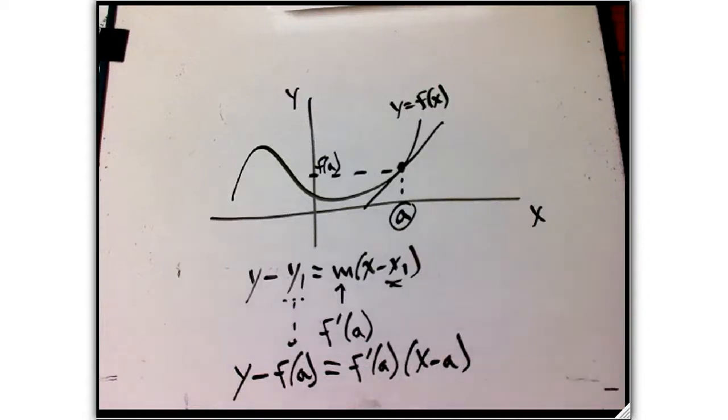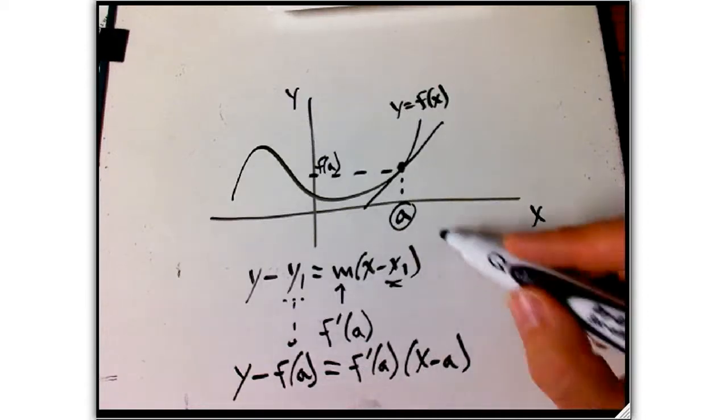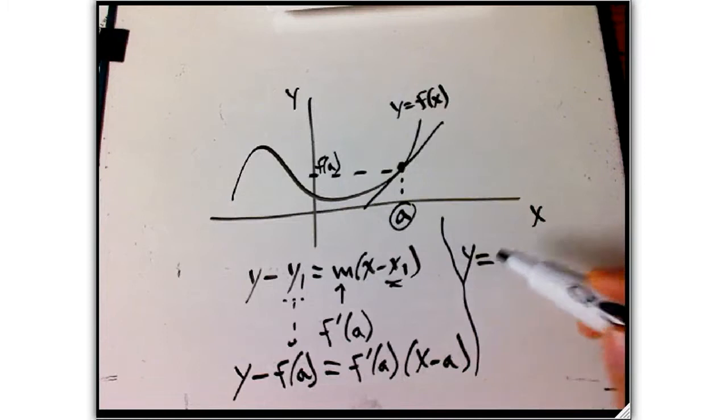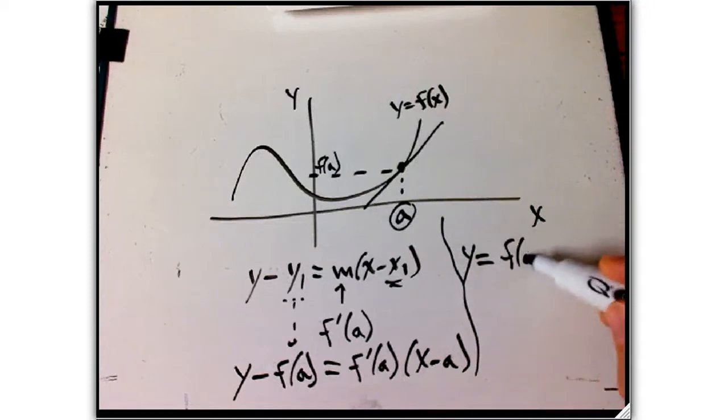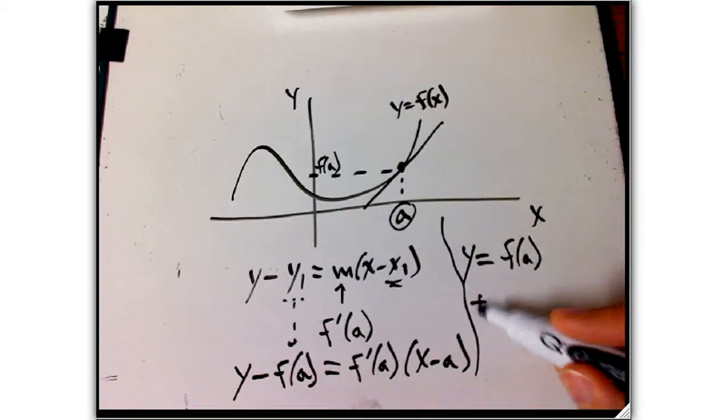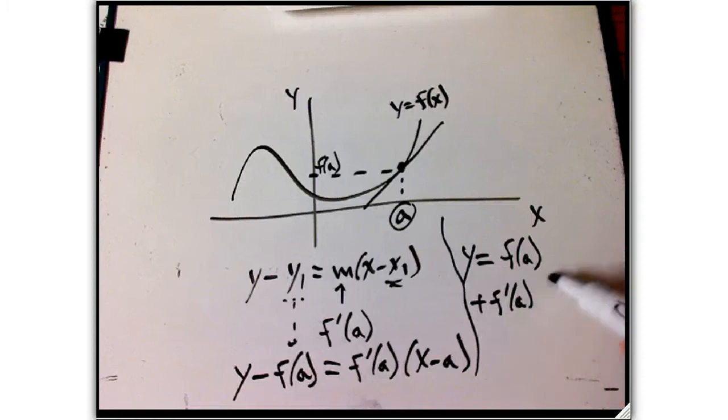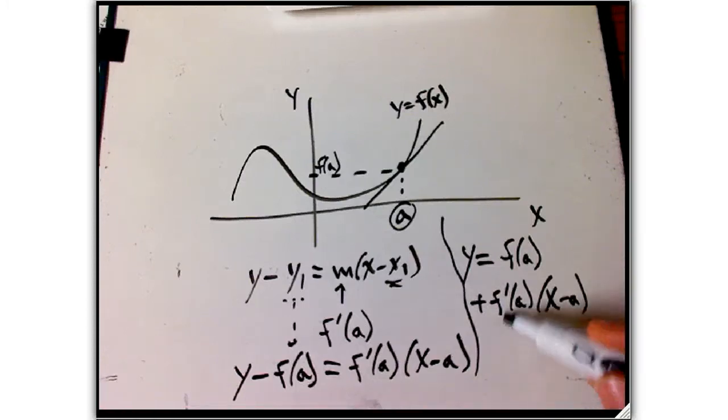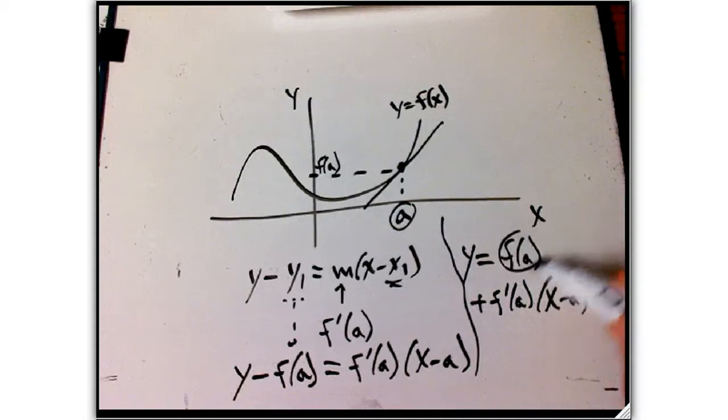And so that's a good way to write it. Often, we want everything solved for y, and so it's going to be f of a, the value, plus f prime of a, times x minus a. And it's really, really important that this and this and this are numbers, just plain numbers. There should be no x's in them at all.